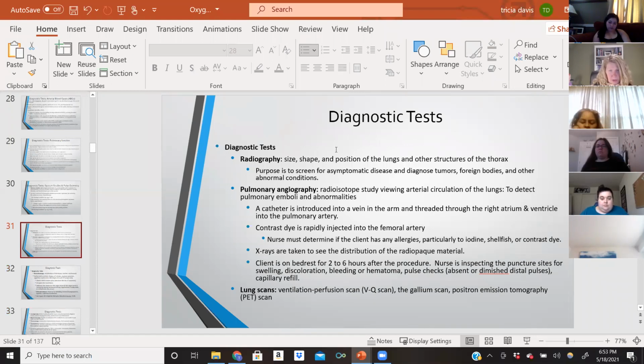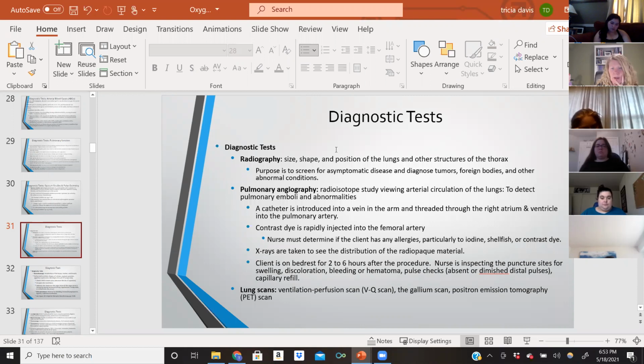We can also do x-rays. Radiography will look at the size, the shape, and the position of the lungs and other structures of the thorax. Usually the purpose of these is to screen for certain asymptomatic diseases, and then we diagnose tumors. We can look to see if there are any kinds of foreign bodies in there. We usually do this a lot with kids because they eat things that they shouldn't, and any other abnormal condition. We can do a pulmonary angiograph.